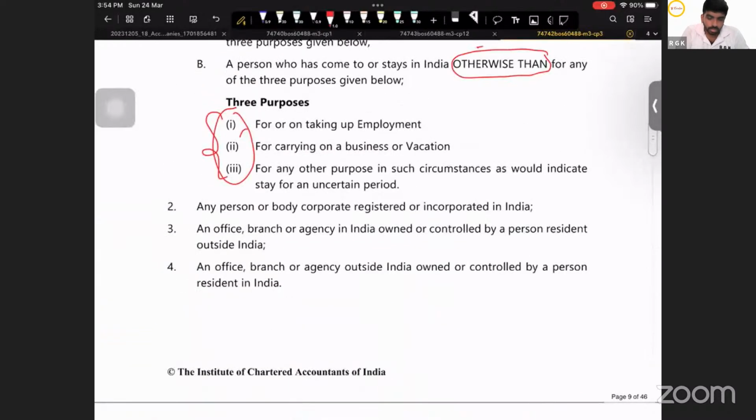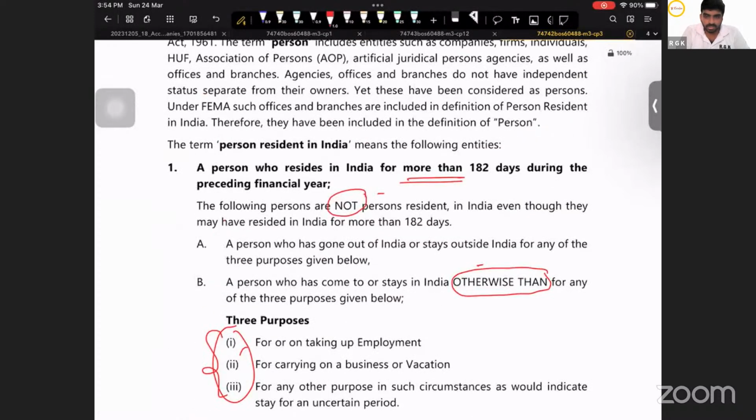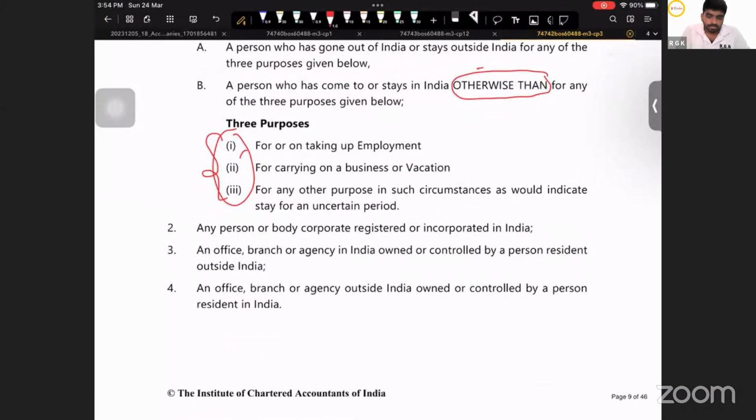Very nice. Now, this is about the individual part. The individual part is done. Now let us go for other things. Second, with respect to other than individuals, that means with respect to artificial persons. The natural person part is done. Now let us go for artificial persons. In case of artificial persons, how do we determine the residential status?